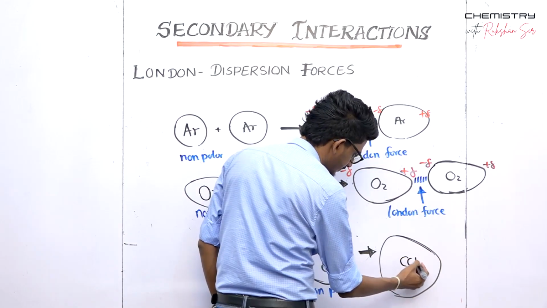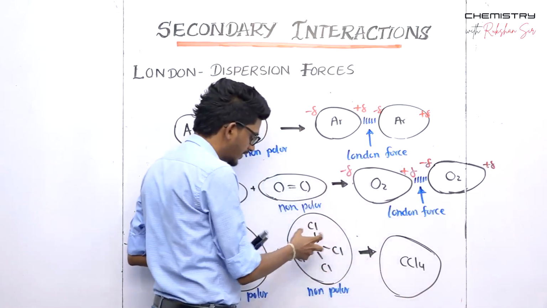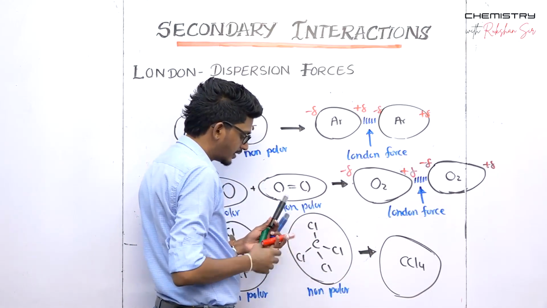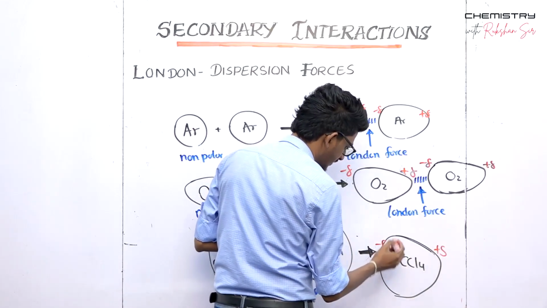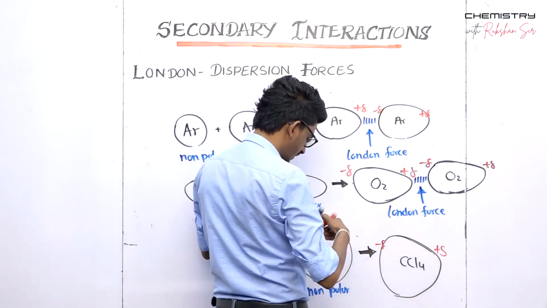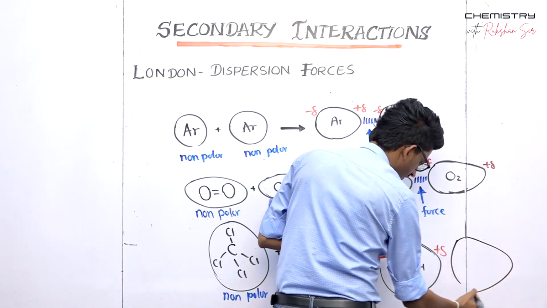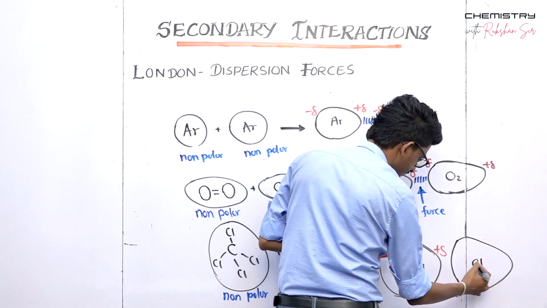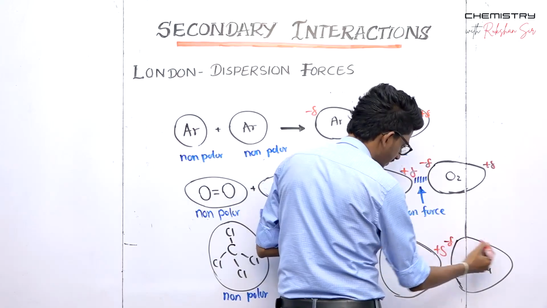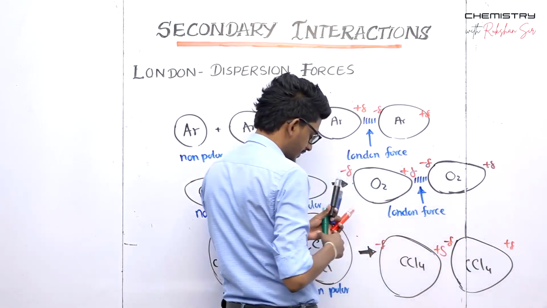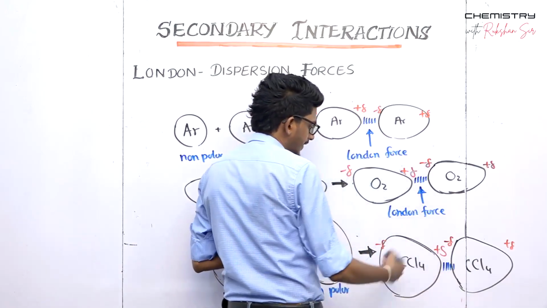The CCl4, right? And then the other molecule will also be attracted towards the positive pole of the species, so that you will ultimately end up like this, right? So that will also create two poles. So ultimately these poles will attract, giving the London forces.